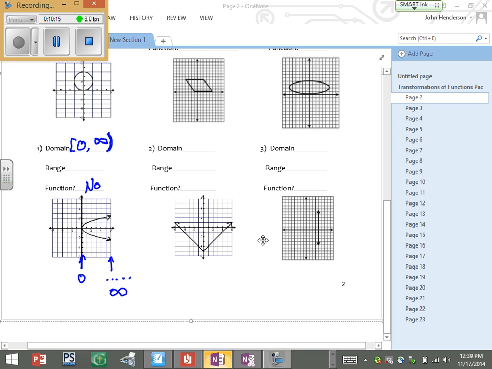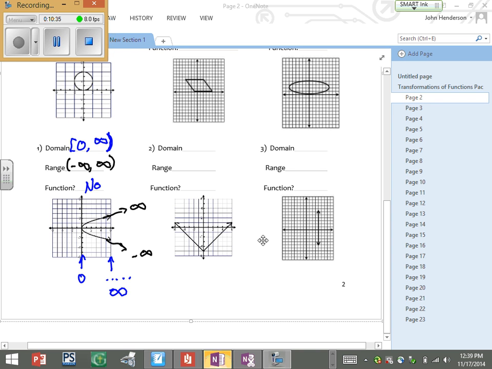And then you can see with the y's, this function is going to keep going down forever, and it's going to keep going up forever. So it's going to go down to negative infinity and up to positive infinity. So we're going from negative infinity to positive infinity. And because it's infinity, we're not going to put the square brackets, we're going to use parentheses.